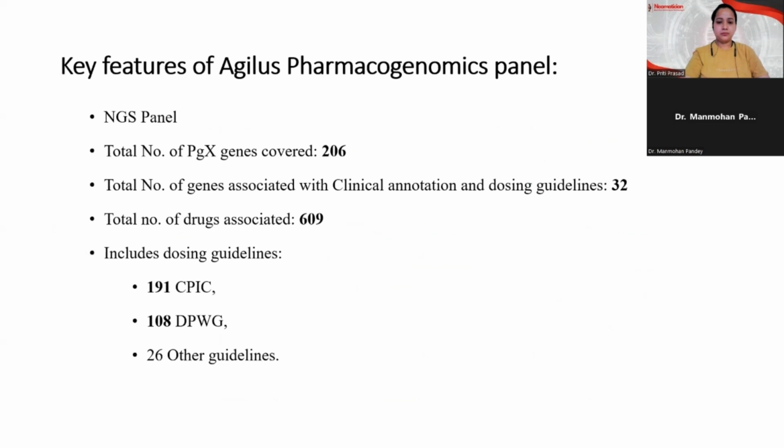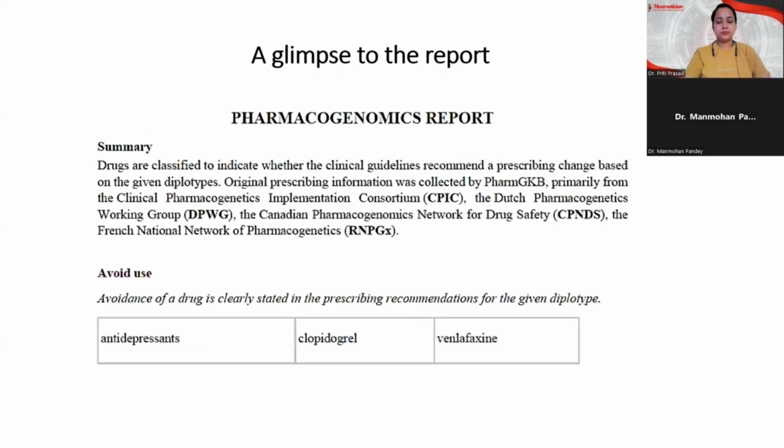The total number of genes associated with clinical annotation dosing guidelines, as I've already told, is 32, and the total number of drugs associated is 609. So, around 250 drugs are associated with different dosing guidelines. Next, please. Now, this is a glimpse of a report, how a pharmacogenomics report is done.